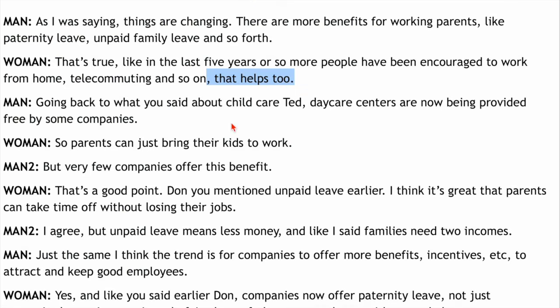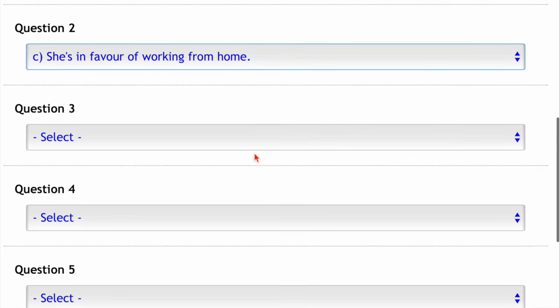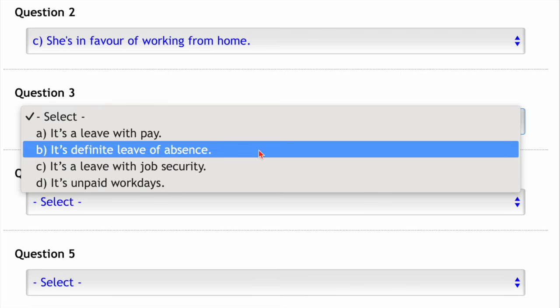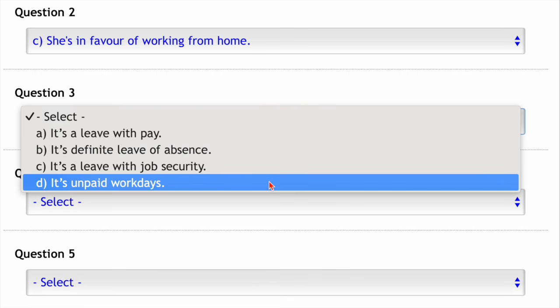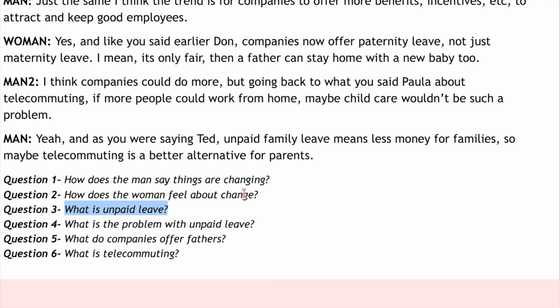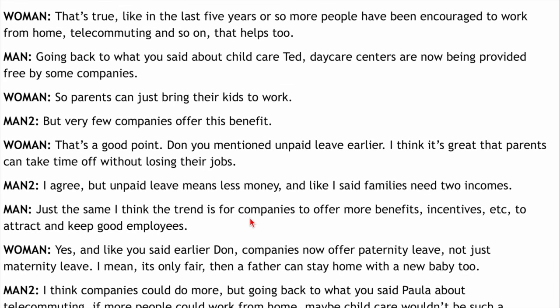What about number 3? What is unpaid leave? It's a leave with pay. It's a definite leave of absence. It's a leave with job security. It's unpaid work days. Okay, over here.